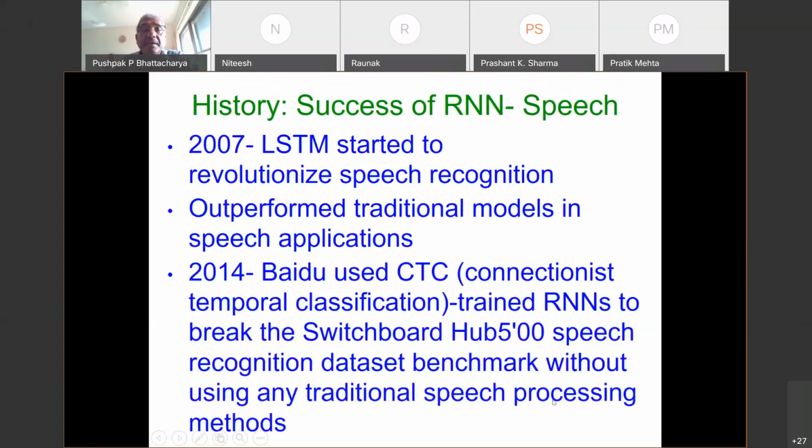Now, RNN really caught the attention because it was so successful in speech recognition. From 2007 onwards, LSTM started revolutionizing the speech recognition problem. In 2014, Baidu used connectionist temporal classification and broke the Switchboard Hub5'00 speech recognition dataset benchmark without using any traditional speech processing method like HMM.